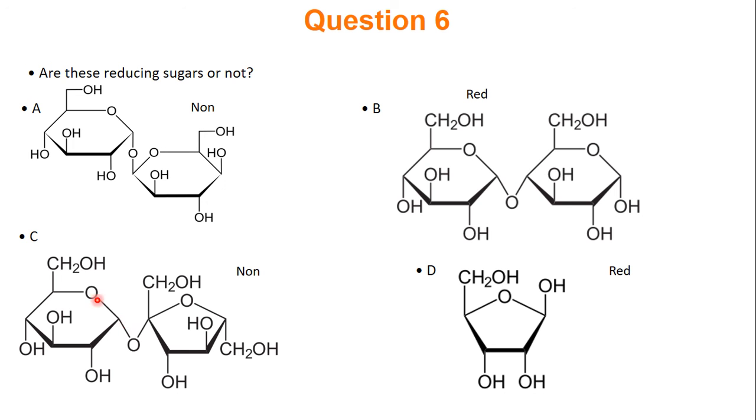So C, anomeric carbon, anomeric carbon, they're both in a glycosidic bond. This is a non-reducing sugar. D, anomeric carbon, not in a glycosidic bond, so it's reducing. So by definition, any monosaccharide would be a reducing sugar because it has to have a free anomeric carbon.